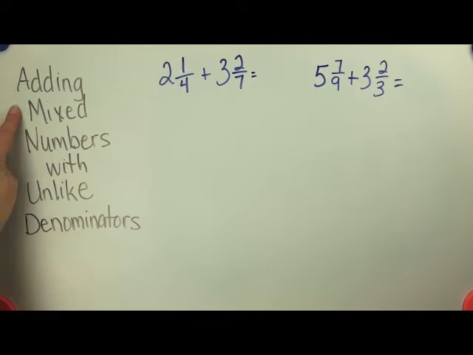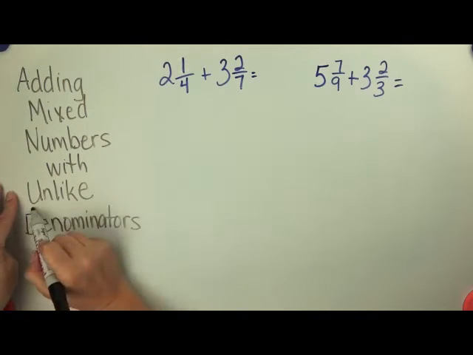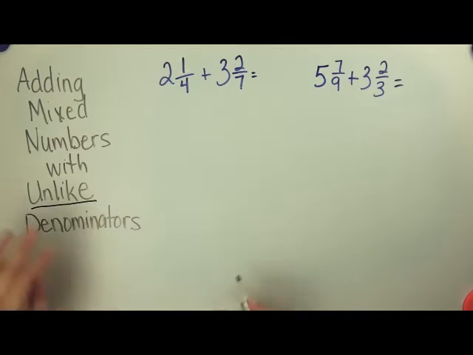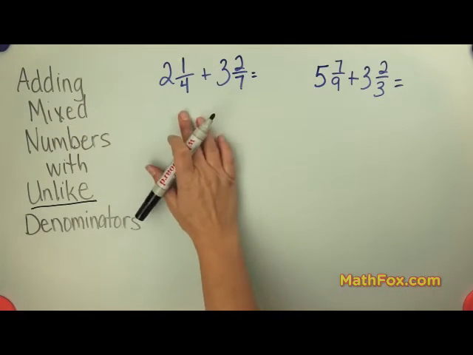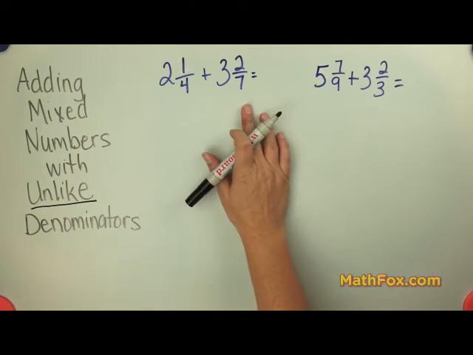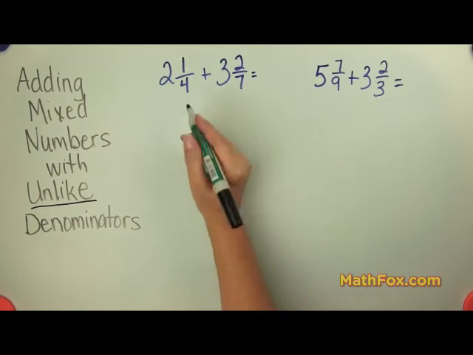In this lesson, you will learn about adding mixed numbers with unlike denominators. Here we have 2 1/4, so we have a whole number and a fraction part. That's the mixed number, added to 3 2/7. They have unlike denominators.